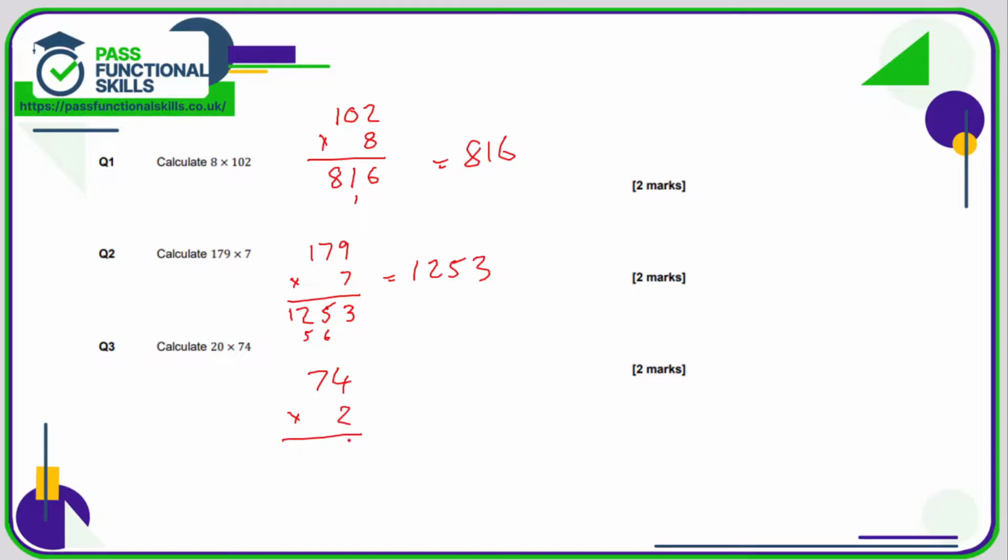20 times 74. What we can do here, probably a bit easier, is just do 74 times 2 instead of 20, and then just stick a 0 onto the end of the answer. So 2 4s are 8, 2 7s are 14, so if 2 times 74 is 148, then 20 times 74 is 1480. I think that's much easier.